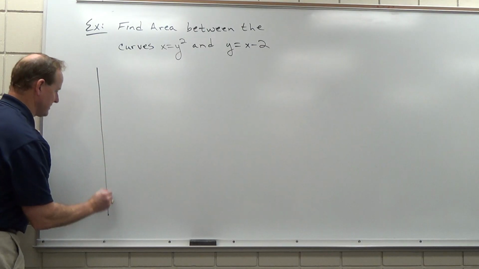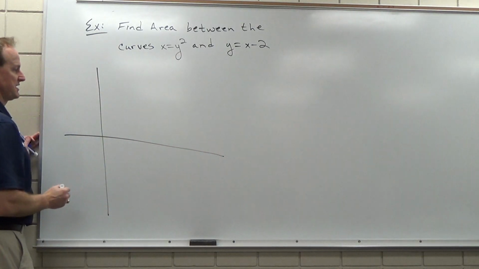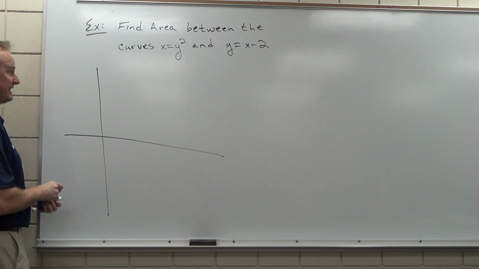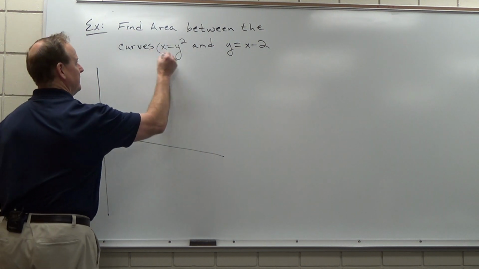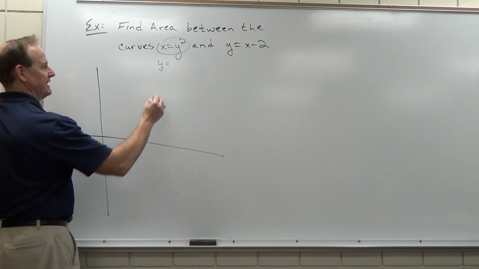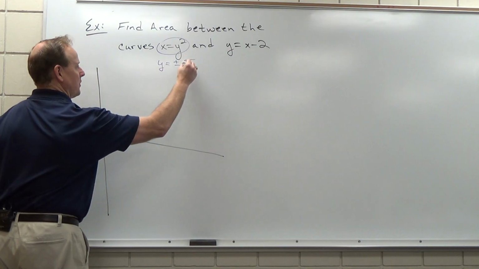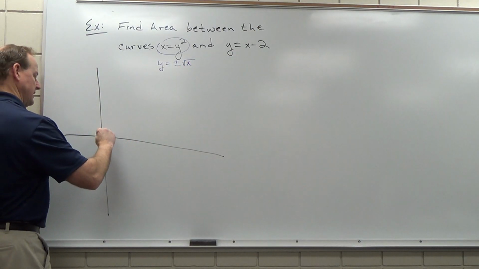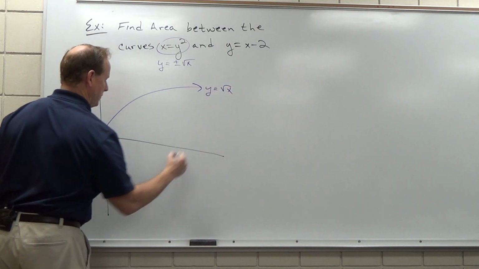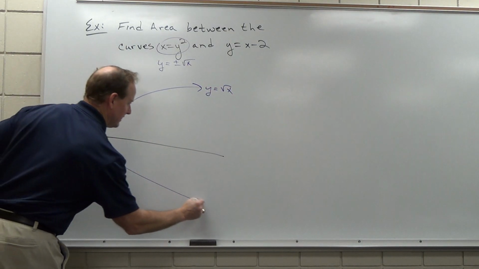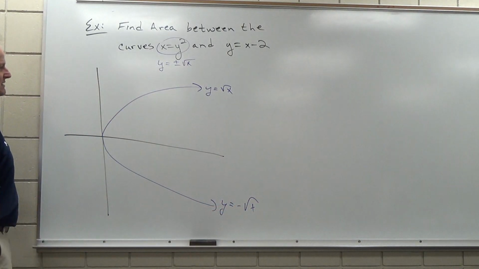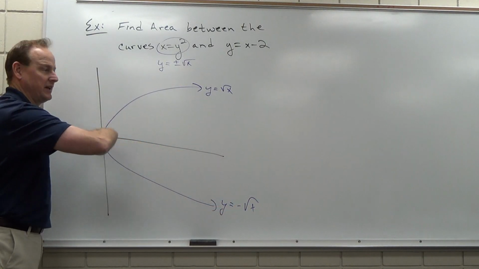There's a reason for this that you'll see shortly. Let's look at x equals y squared. If I want to solve that in terms of y, if I take the square root of both sides, that'd be plus or minus the square root of x. So y equals positive square root of x looks like this, and y equals minus the square root of x looks like this. That's about as good as I can do, as big as I drew that. But basically it's a parabola that's rotated.